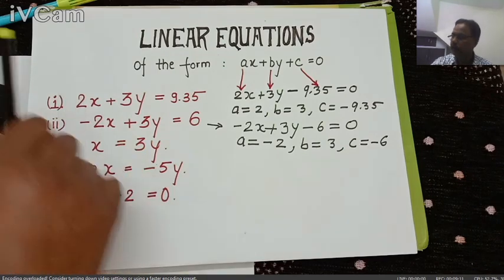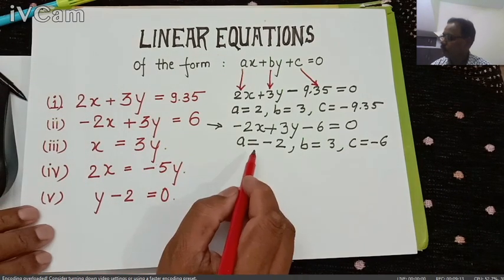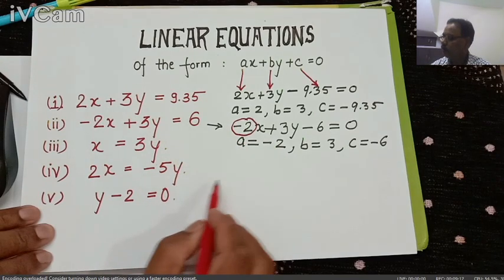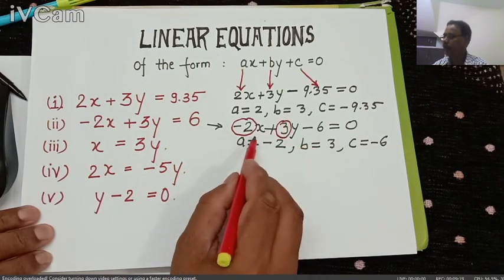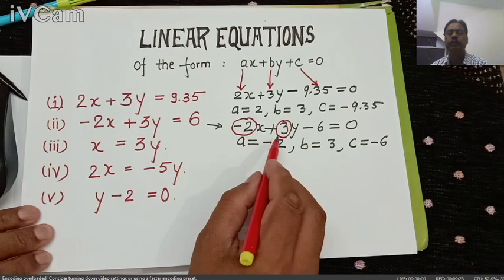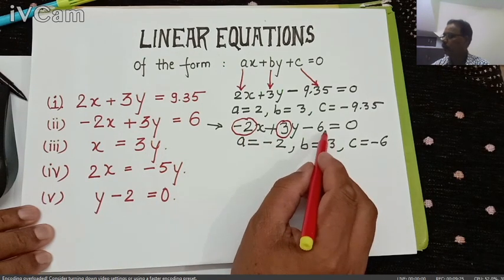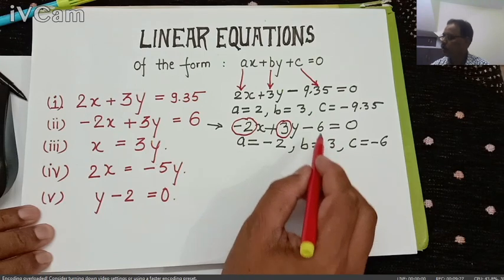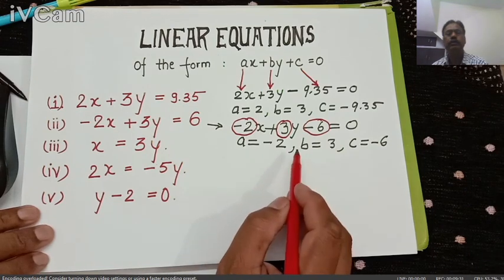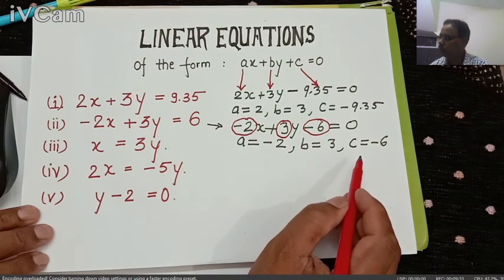Understand? Let us see. This is a, this is b, means coefficient of x is a, coefficient of y is b and the constant term is c. This is c. A, B, C. A equal to minus 2, B equal to 3 and C equal to minus 6.